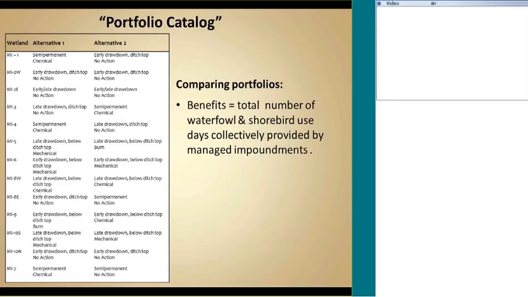Once the combination of hydro periods and vegetation manipulation portfolios were identified, all the possible portfolios, we needed to evaluate their respective benefits. Now, the total benefit of a portfolio depends on the total number of waterfowl and shorebird use days collectively provided by that combination. Therefore, we had to have some way to come up with our prediction of use days for each group that we are interested in, i.e. waterfowl and shorebirds. So how do we predict these use days for a given portfolio?